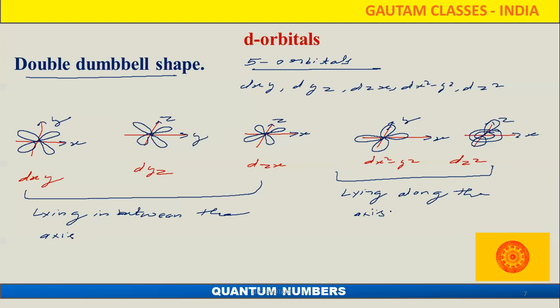When I teach you coordination compounds, crystal field theory comes up. In crystal field theory we use the concept of which d orbitals lie along the axes and which lie in between the axes. So keep in mind that dx square y square and dz square lie along the axes, and the others lie in between the axes. And the f subshell has 7 orbitals, which we cannot draw on paper because the structure is very difficult.